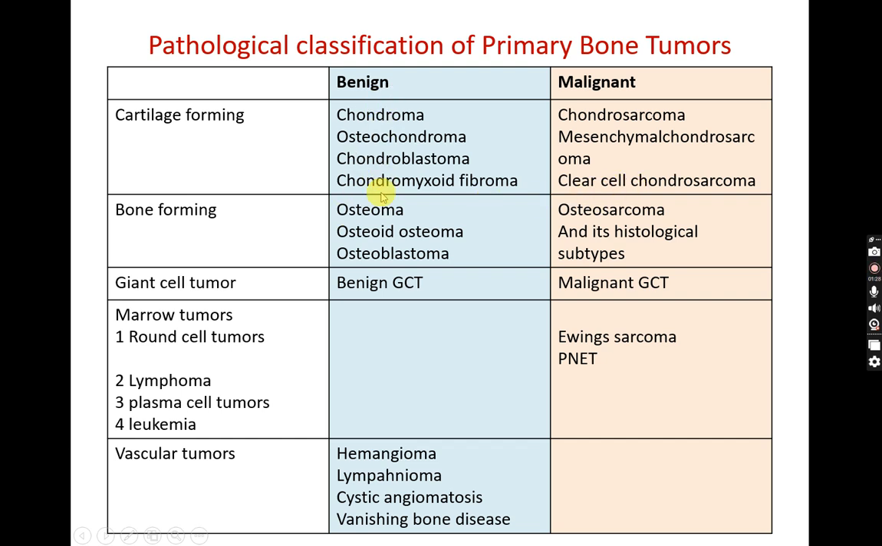In the bone forming benign category we have osteoma, osteoid osteoma and osteoblastoma. In malignant we have osteosarcoma. GCT, giant cell tumor, can be both benign or locally aggressive. In marrow tumors we have lymphoma, leukemia, multiple myeloma, and among round cell tumors we have Ewing sarcoma and primitive neuroectodermal tumor. In vascular we have hemangioma, lymphangioma, vanishing bone disease, cystic angiomatosis.